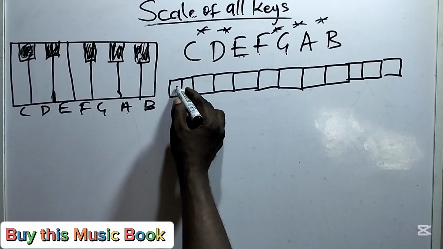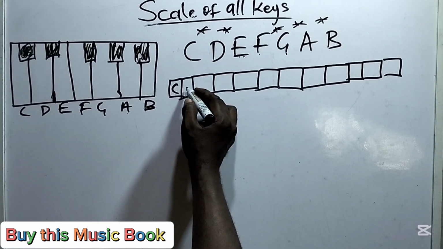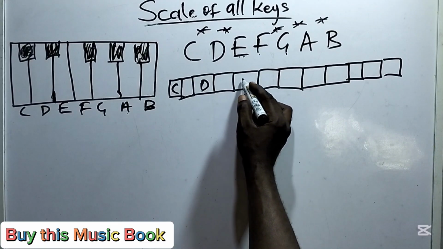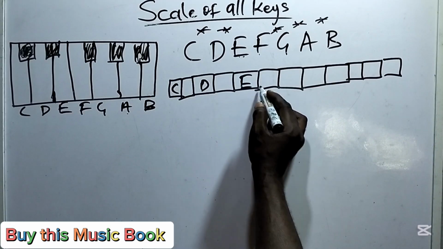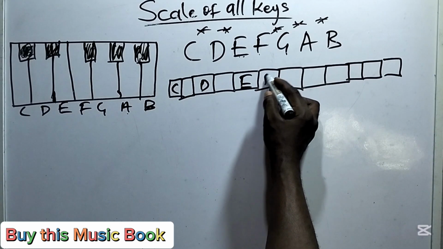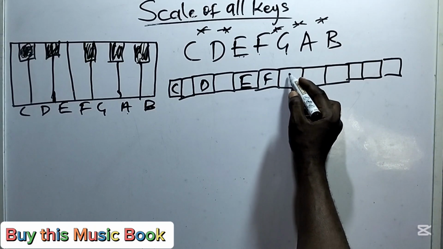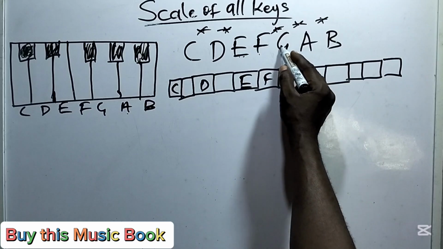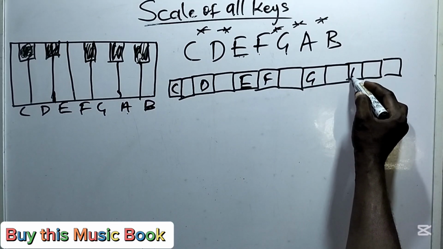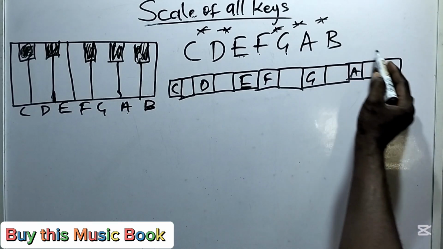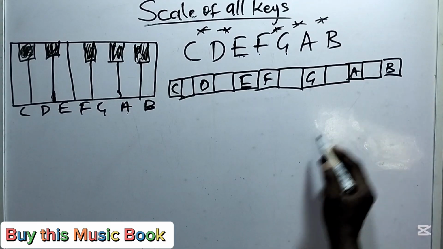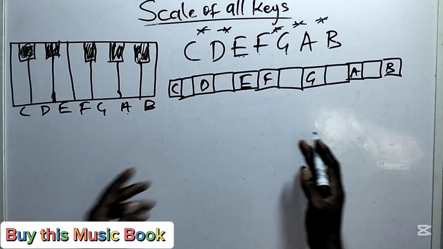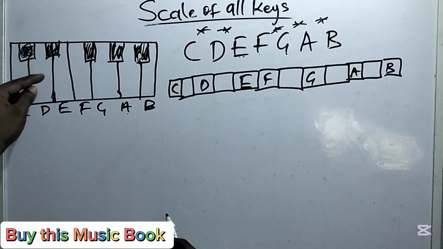If we are starting with C, there is a key between C and D. There is a key between D and E. There is no key between E and F, so this is F. There is a key between, so you jump this one, this is G. There is a key between, you jump this one, this is A. There is a key between A and B. You jump this one, this is B. So this is how it goes, because I have straightened it to be one, because I have removed them one after the other.